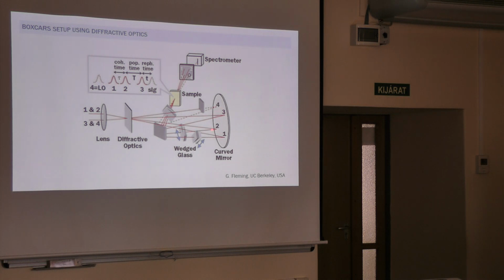You have the four beams. One is a local oscillator, and a curved mirror will focus them onto the sample, and then you have a mask to isolate the signal that you need, and then you have a spectrometer. So that is the fully non-collinear setup.